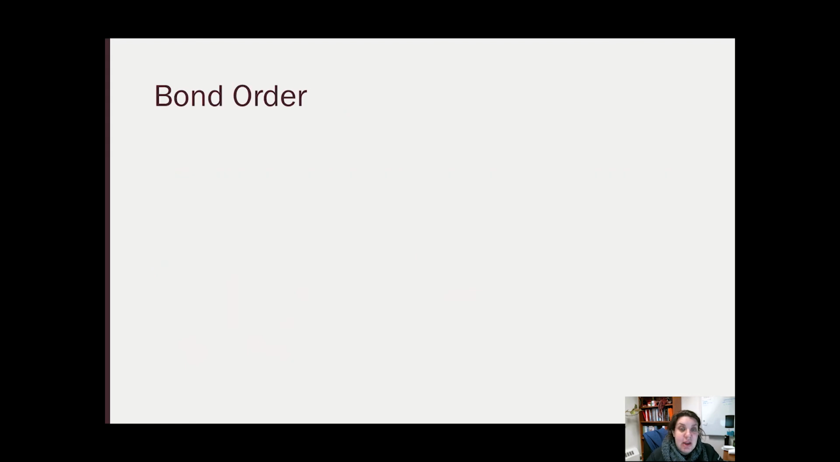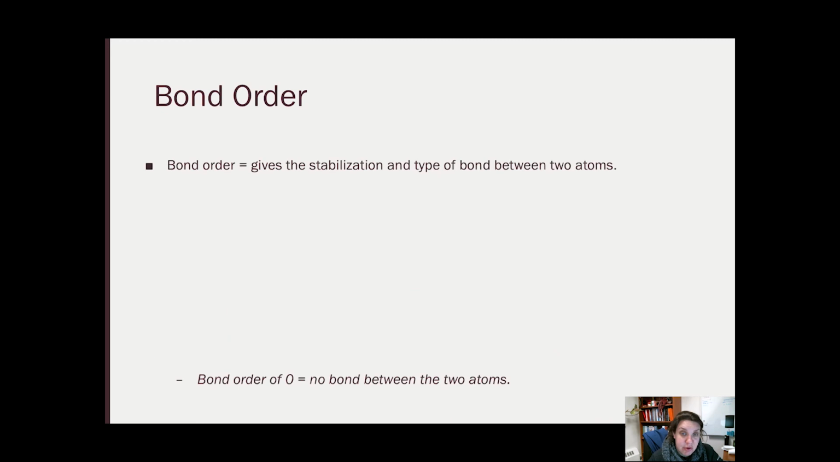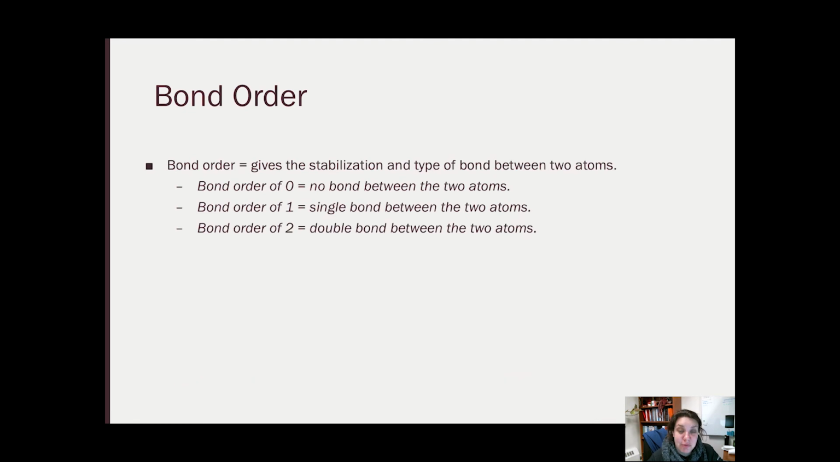To determine if or what type of bonds we're going to be forming within a molecule, we can look at the bond order. The greater the bond order, the greater the stabilization between 2 atoms within a bond. If we have a 0 bond order, that means that there is no bond between the 2 atoms. A bond order of 1, we have a single bond. Bond order of 2, we have a double bond, bond order of 3, we have a triple bond.